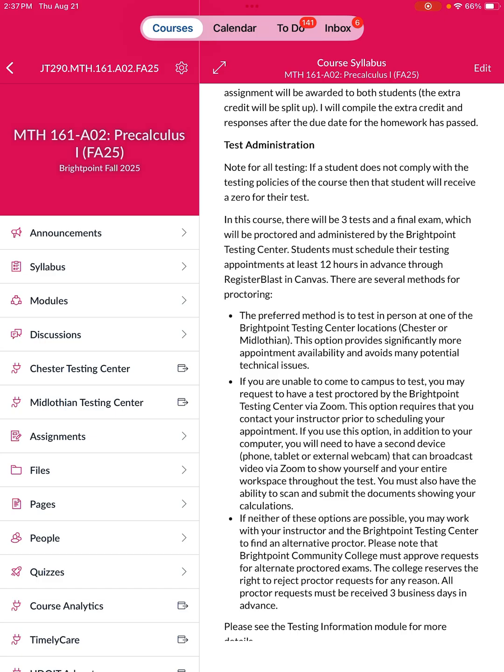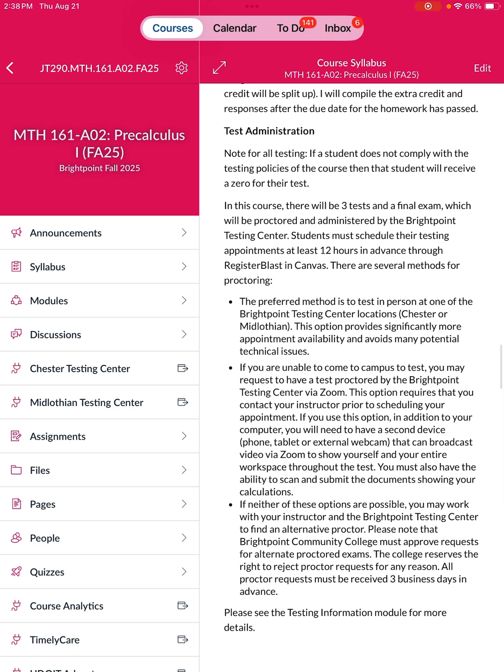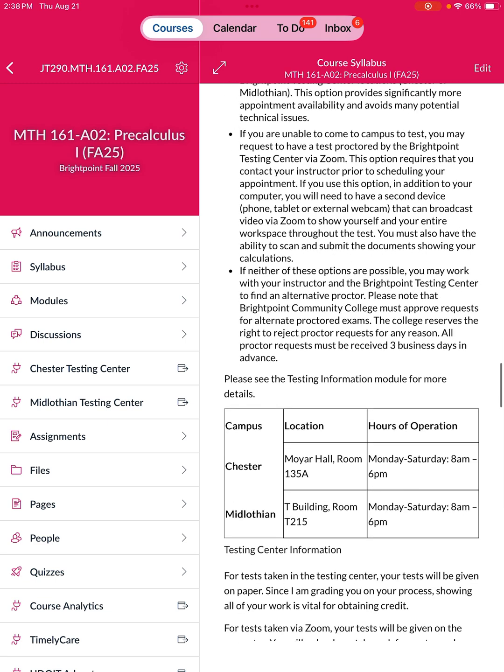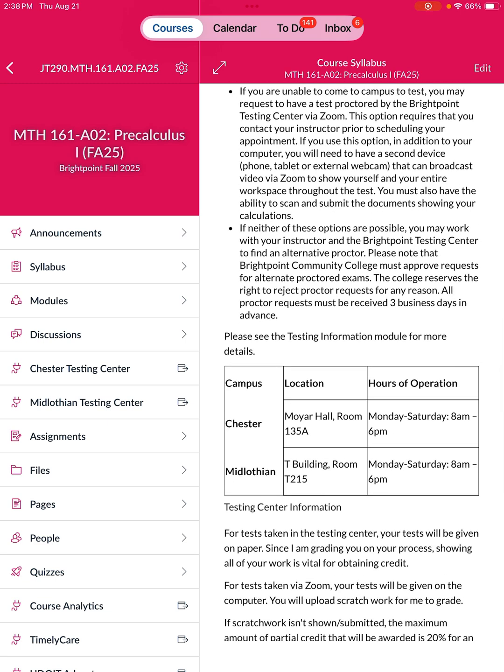If you are testing in person, all you have to do is show up to the testing center. They give you your paper test. You have your pencil and calculator. You do your test, you hand it to them, and you leave. There is no complicated process. If you're testing on Zoom, there's a whole lot more to it. And again, you're going to be taking the test online, which has its own challenges. Here is the information for the testing centers with their hours.